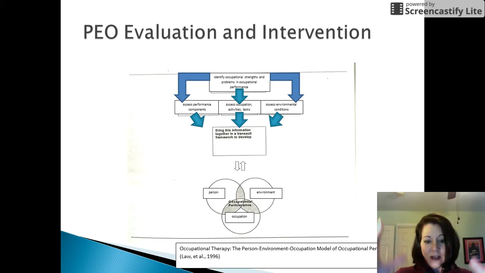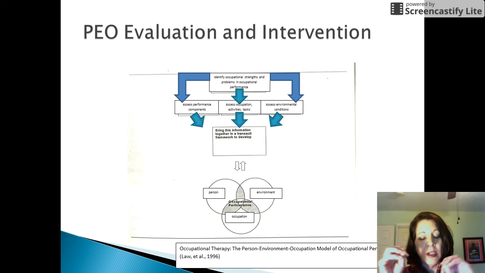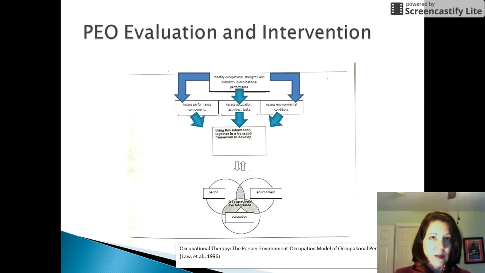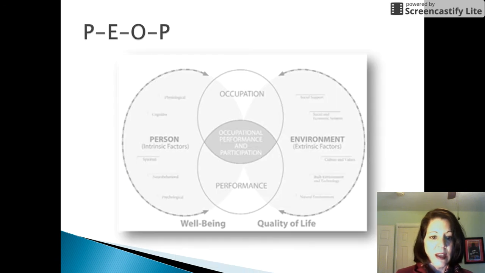So it just gives you a nice flow chart of how this happens as we're assessing the individual. So we're looking at their strengths, but what are their problems as well. And we're looking at the person, the environment, and the occupation in order to assess that, bring it together, figure out how those are going to fit together to then create a plan that's going to work for this person, and then continually assess it and see what needs to change to continue to bring that fit closer together.